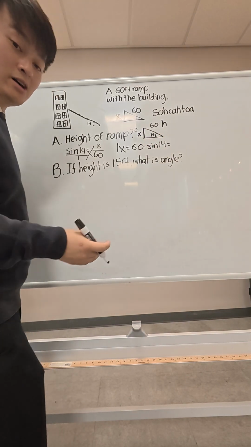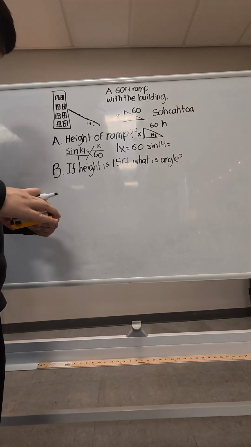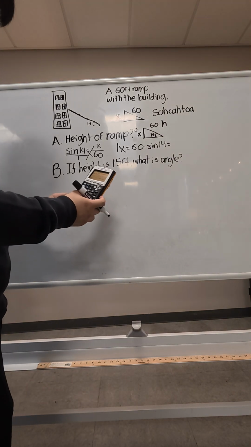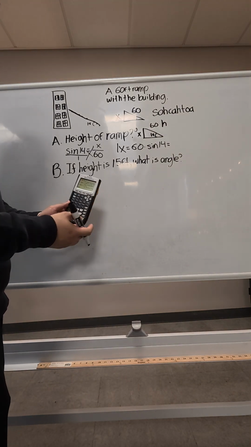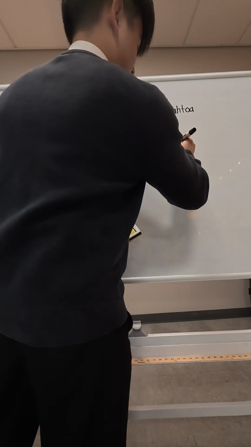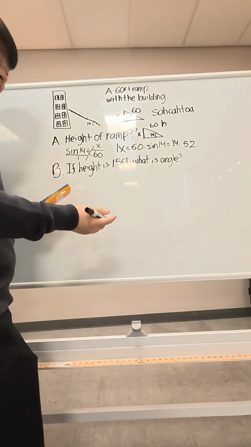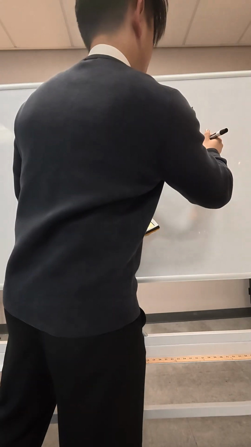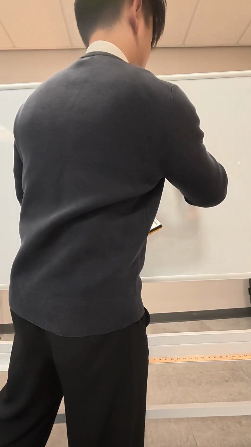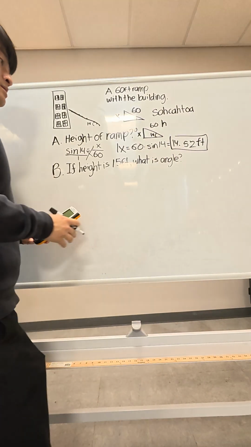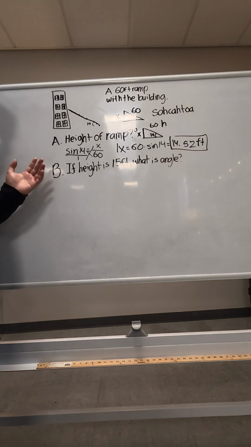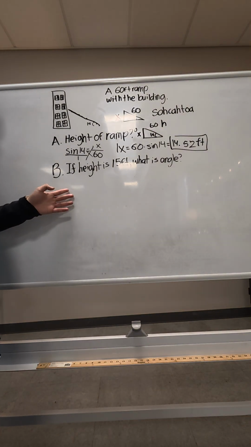So all I need to do now is just put that on my calculator. So I'm going to grab my calculator, put 60 times sine 14, giving me 14.52. And that's my answer. So I can say the height is 14.52 feet because I always have to mention my units. That's part A.